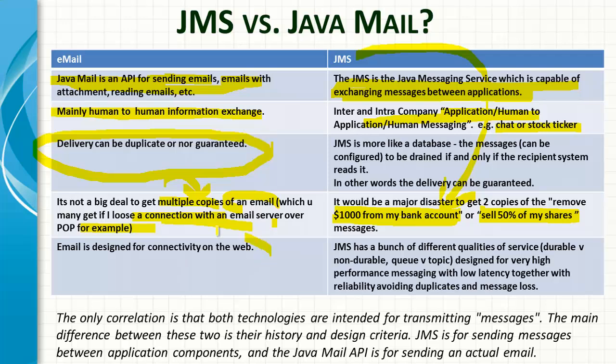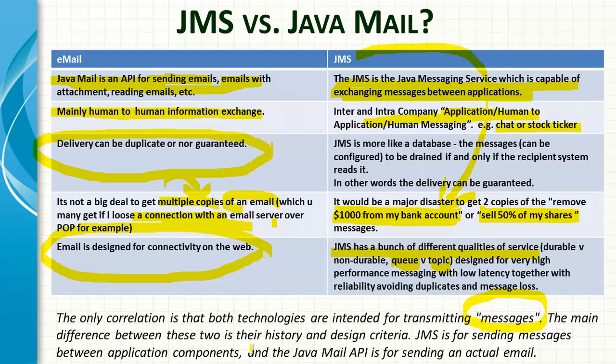An email is designed for connectivity on the web between human beings. JMS has a bunch of different qualities of service: durability versus non-durability, queues versus topics, like point to point and publish subscribe. We'll see these details later on. It is designed for very high performance messaging with low latency, together with reliability to avoid duplicates and message loss. So there are quite a few differences between Java Mail and JMS, so you are not supposed to confuse the two. Having said that, the only correlation between both technologies is that both are intended for transmission of messages.